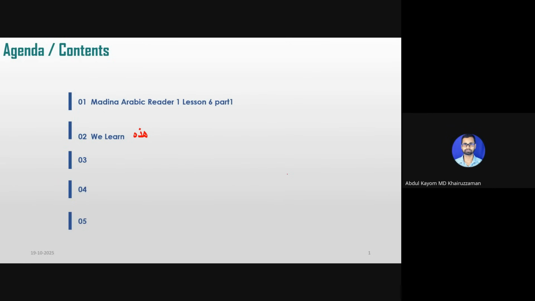So lesson 6, we have a word hadihi. This word hadihi means this. We have learned hada, right? This hada also means this. The difference is this word hadihi is used with feminine nouns. When we point to something and we say a feminine word, we say hadihi. This hada we point to masculine things, right?